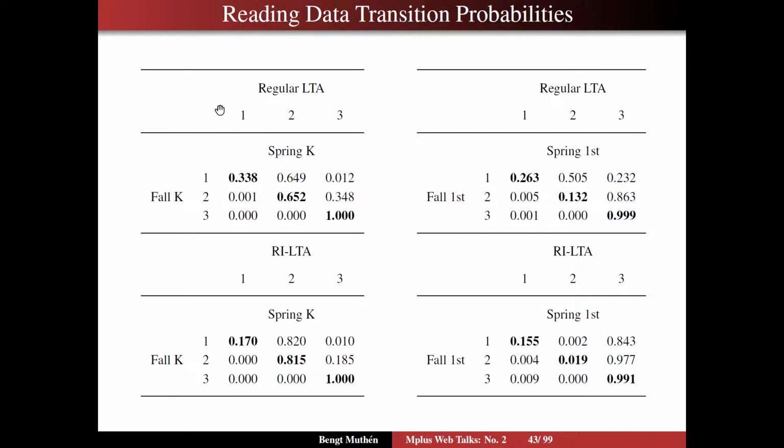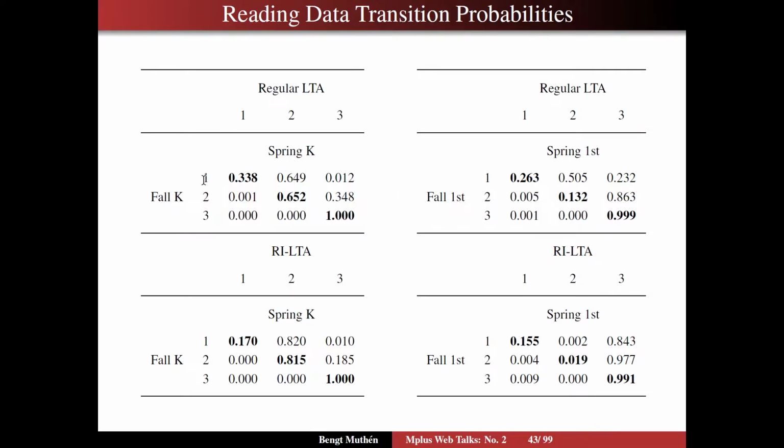At the top you have regular LTA, and at the bottom RI-LTA. On the top left you have the transition from the first to the second time point, fall of kindergarten to spring of kindergarten, and on the right you have the transition from fall of first grade to spring of first grade. So I'm showing you 2 of the 3 transitions. What I left out is the transition from spring kindergarten to fall first grade.